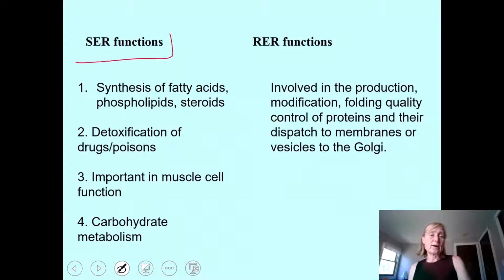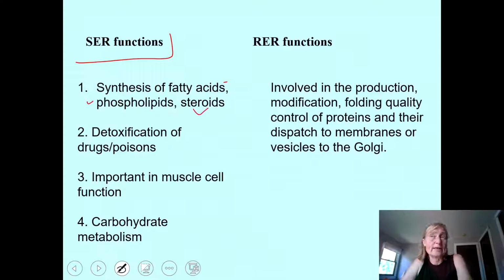So the SER has enzymes that help the SER to synthesize all sorts of lipids. Things like fatty acids and phospholipids that become parts of the membrane, and steroids.